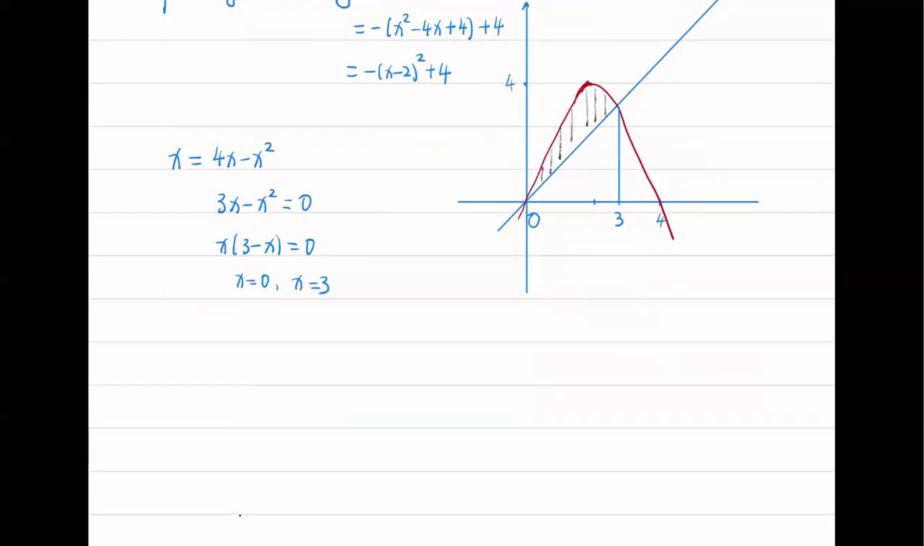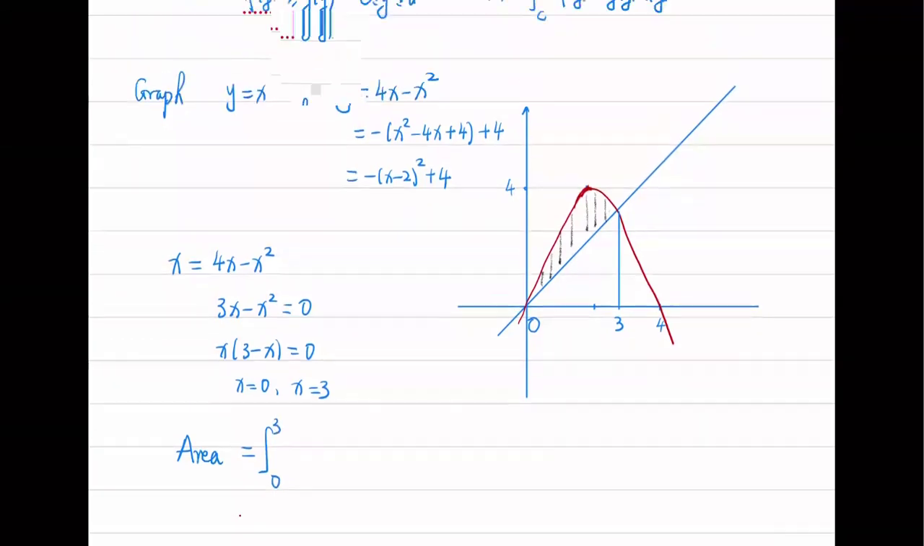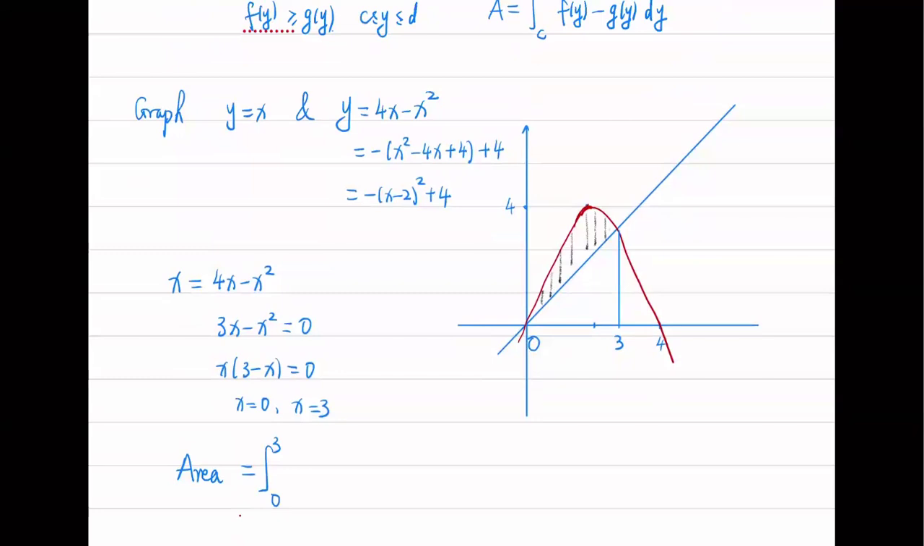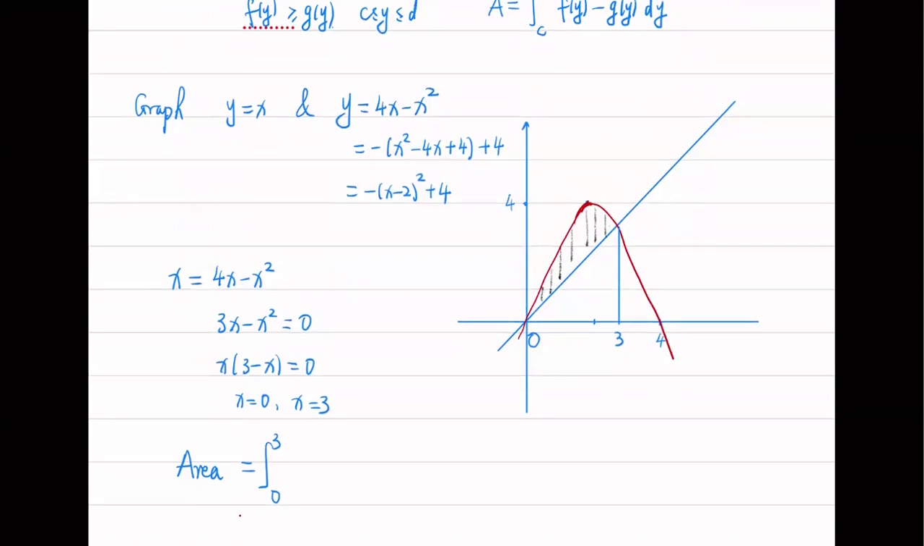So our integral, the area, equals the integral from 0 to 3. Okay, which one is f? Which one is g? Who subtracts which? Okay, Alisa. The red one subtracts the blue one. So the red one is 4x minus x squared. Subtract the blue one, x.